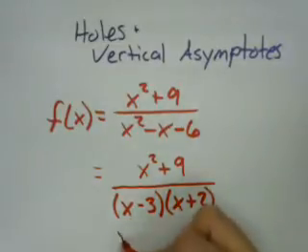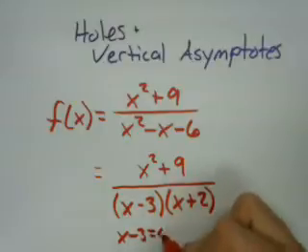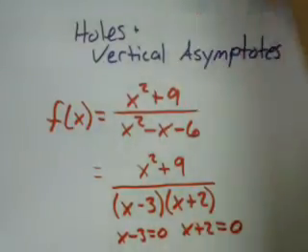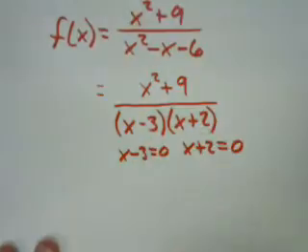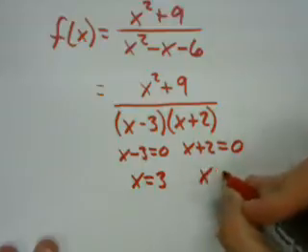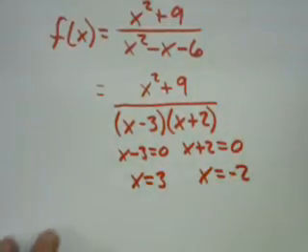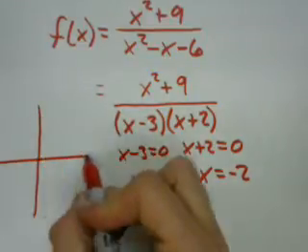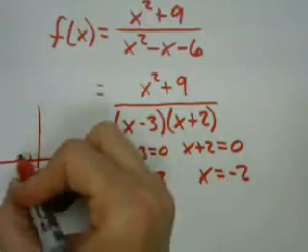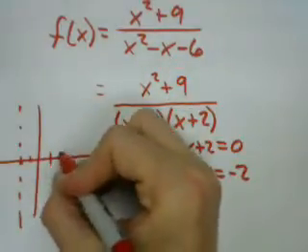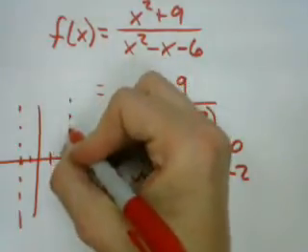So here I have to say x minus 3 equals 0, and x plus 2 equals 0. Okay. Then from there, I say x has to be 3 and x has to be negative 2. And these are my vertical asymptotes. So just real quick, I'm not going to graph the entire function, but at negative 2, I'd have a vertical asymptote, and at 3, I'd have a vertical asymptote.